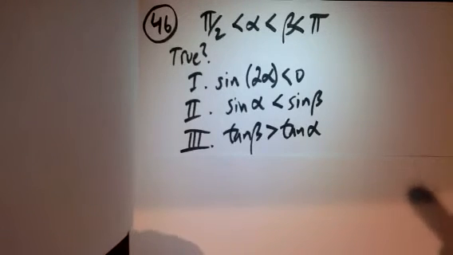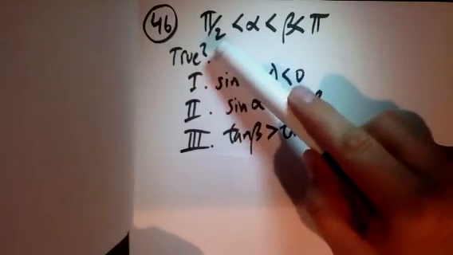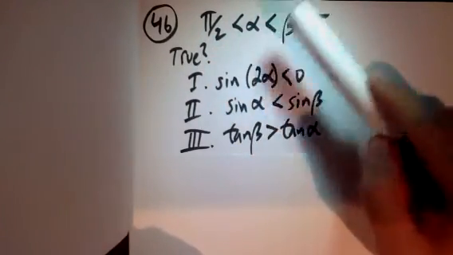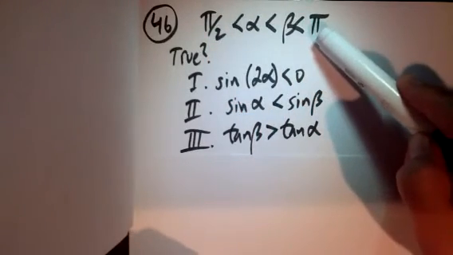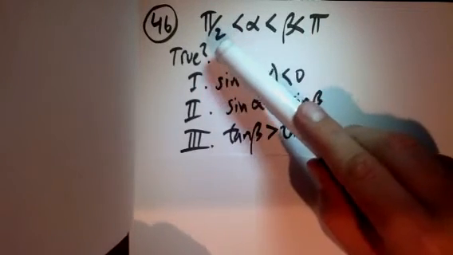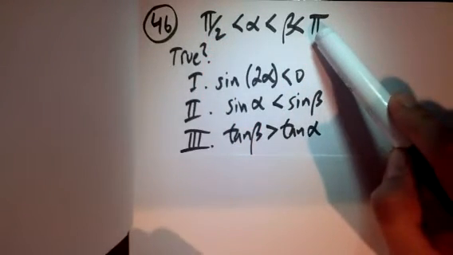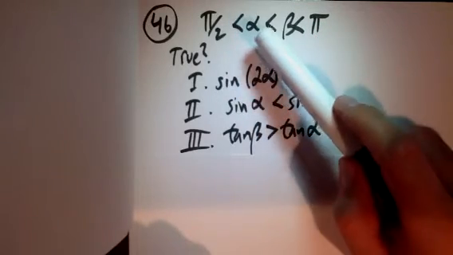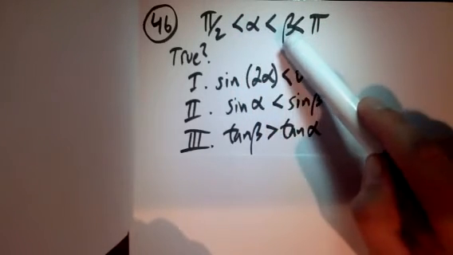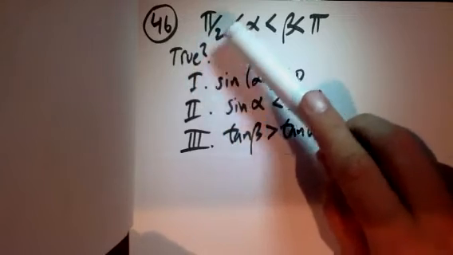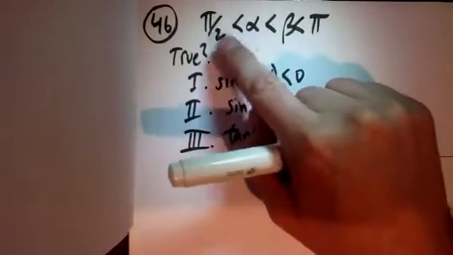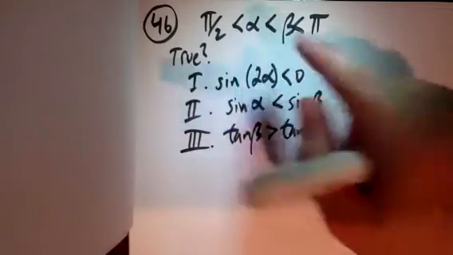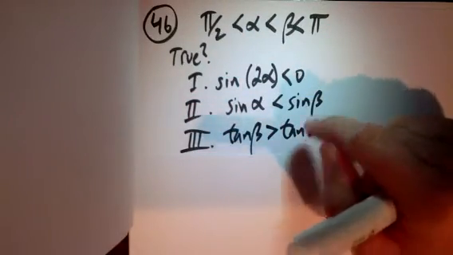We're given that there are two angles, alpha and beta. They're both greater than pi over 2 and both less than pi. In other words, both greater than 90 degrees, but both less than 180 degrees. And alpha is smaller than beta, and these are all relative to each other. None of them are equal, so alpha can't be equal to pi over 2, it has to be greater than, and so on. So we need to find out which of the following are true.